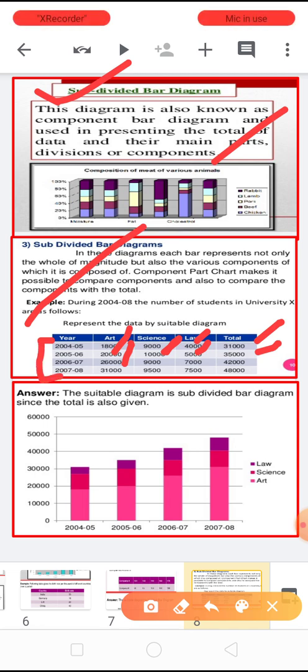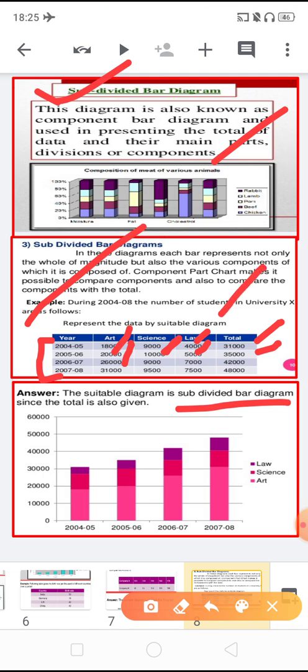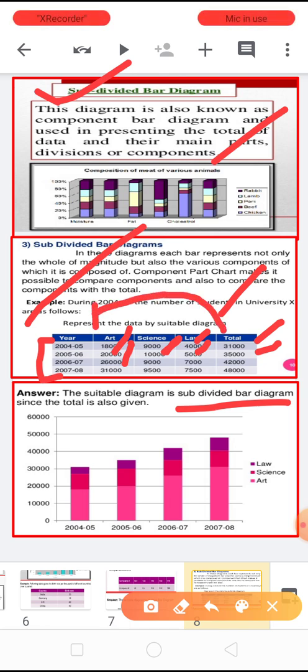Now this kind of data we have to present in the form of subdivided bar diagrams. The suitable diagram of subdivided bar diagrams is as follows. We have added all the total number of students studying in the different years in the university. Now we have the part values, as well as the total value supplied to you in the various years. Now we have to present it in the form of the subdivided bar diagrams.